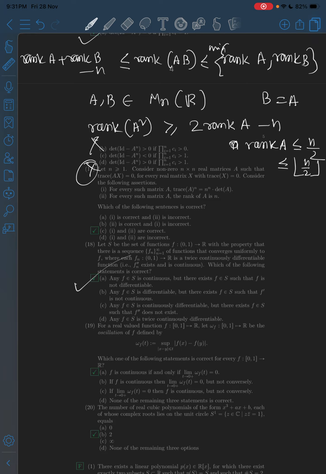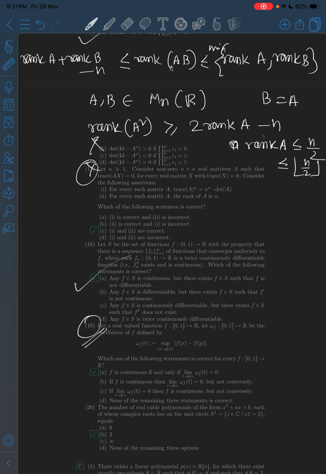So that's why concepts of this kind are very, very important and you need to know them very clearly. For that you need to read these concepts very carefully from the book. You will get everything. Problem number 19, I am not going to explain it here because this is also a standard fact, or standard theorem. F is continuous if and only if this oscillation is zero.